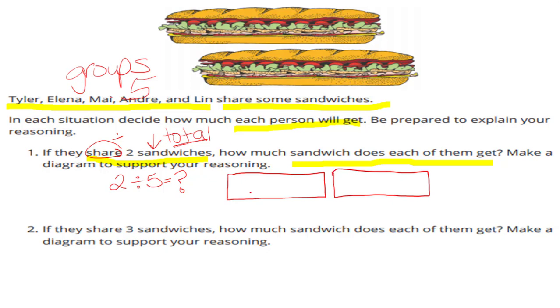Okay. And how many groups are going to be in each sandwich? Well, these are my groups, my 5. So how many lines do I need if I'm going to have 5 groups? I need 4 lines. 1, 2, 3, 4. 1 out of 5 pieces for each.